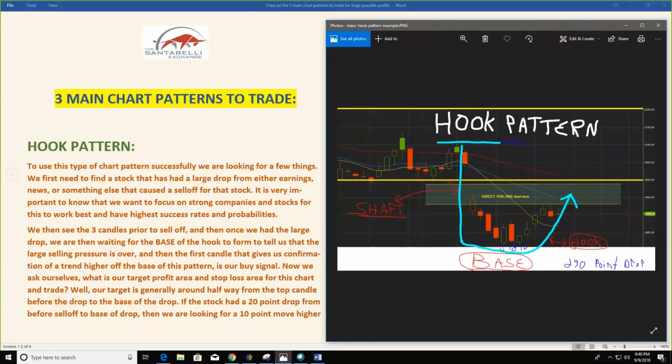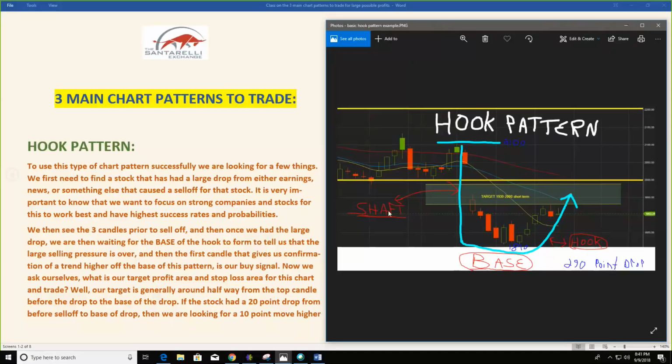And so what we want to focus on with the hook pattern specifically is the three candles before the drop, and then after the drop, we're looking for the stock to first settle down. So as you see here, this is the base down here. Right here, this is the shaft that she dropped from. So she went from $2,100 a share all the way down to around $1,800. So that's a 300-point drop in these candles. Each one represents 1 day. So 1, 2, 3, 4, 5. So within 5 days, the stock then got to its base.